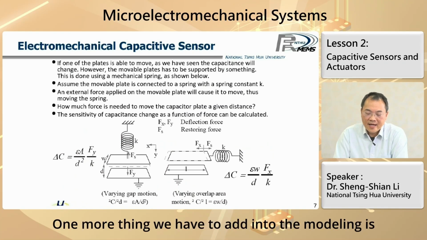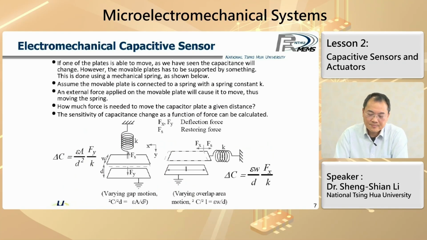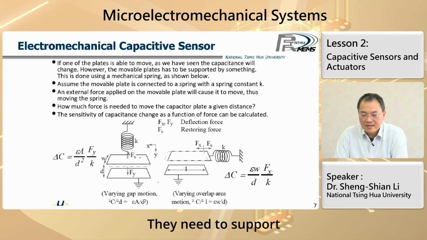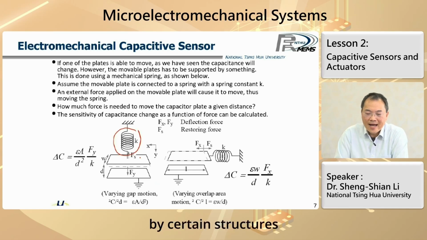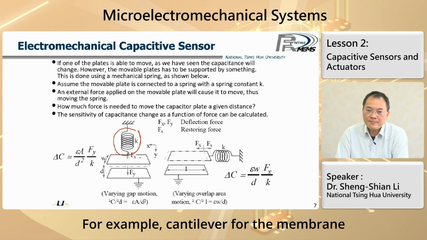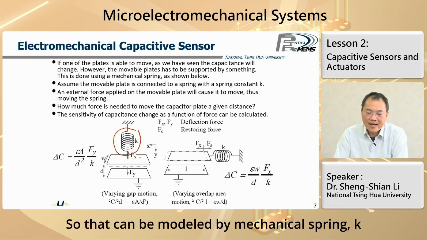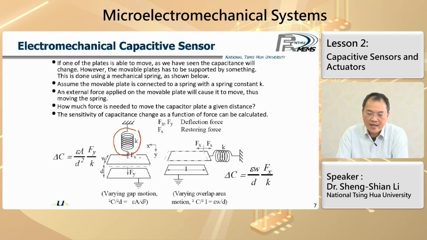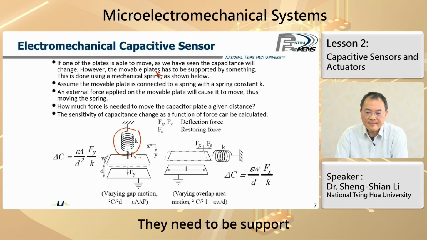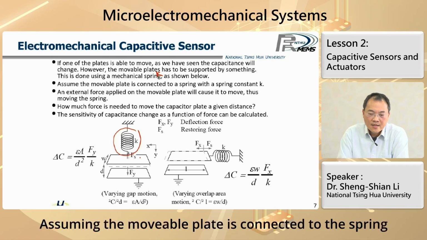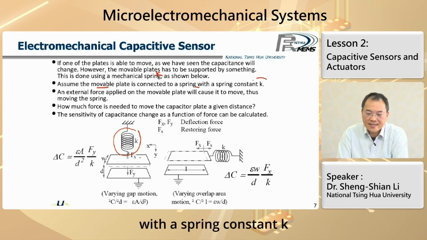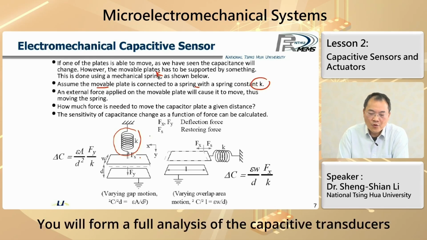One more thing we have to add into the modeling is that your top plate moving part cannot be floating in the air. They need to be supported by certain structures, for example, a cantilever beam or the membrane, right? Moving membrane. So that can be modeled by a mechanical spring, K, spring constant. They need to be supported anyway.